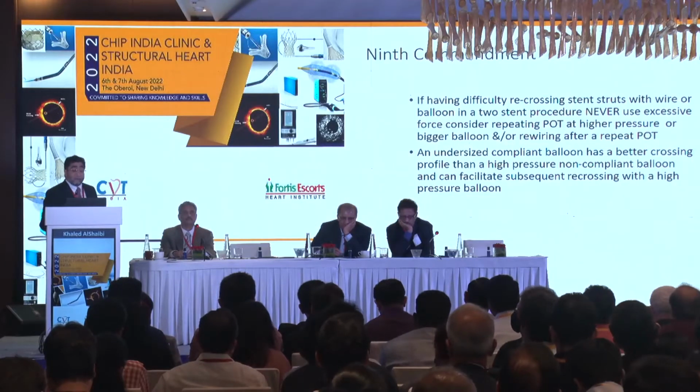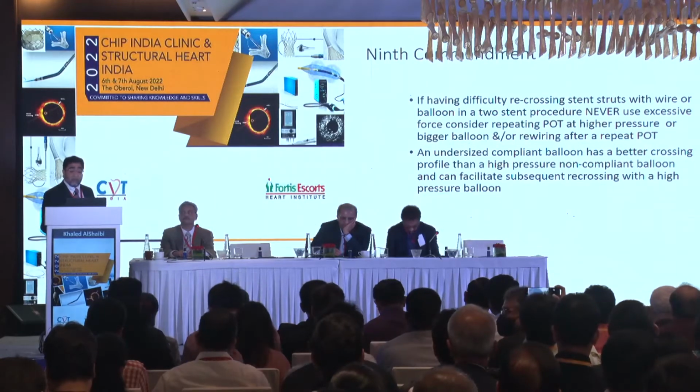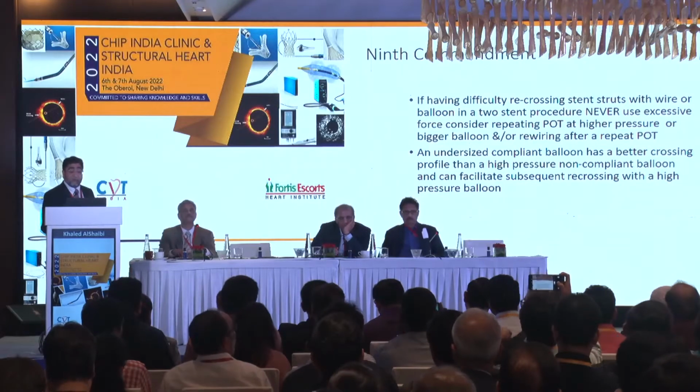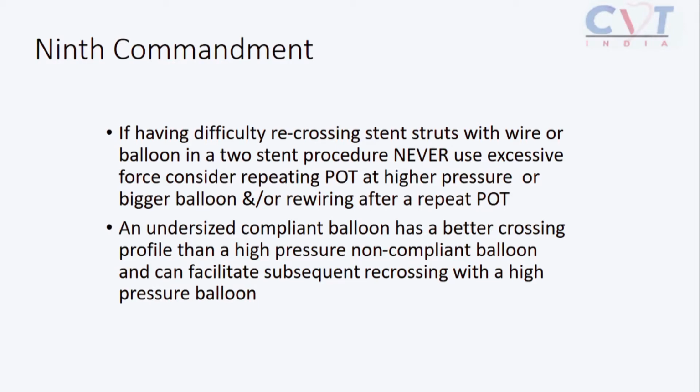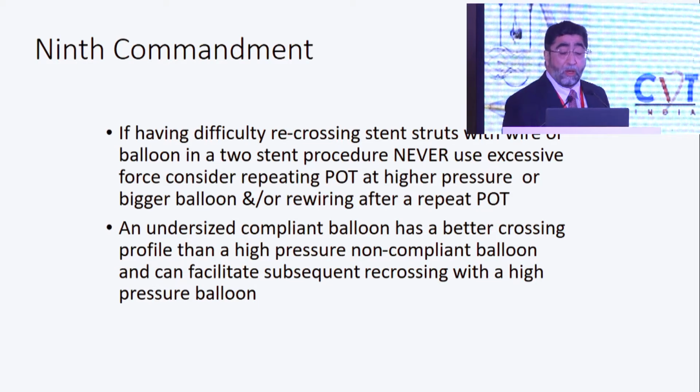Ninth commandment. If you're having difficulty recrossing stent struts with a wire or balloon in any two-stent procedure, never use excessive force. Repeat the POT. Either use the same balloon one-to-one with the main branch at a higher pressure or even a larger balloon, especially if you've estimated the size of the main branch and haven't used imaging to guide your selection of the balloon size. And then rewire and reattempt to pass your devices, because most of the time the resistance is because you're behind struts or through struts.